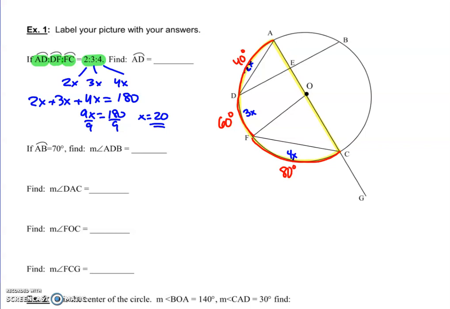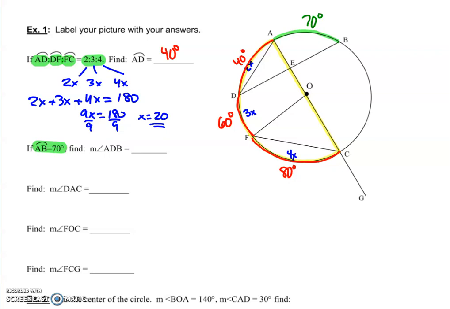So up above, I can answer that question. Find arc AD, that's 40 degrees. And then in the next piece of information, it says if arc AB, so let's find it. Arc AB is 70. So this arc right here is 70. Now I don't care what else it tells me to find. Remember, don't necessarily do these in the order that you see them. I want to find all of my arcs first.